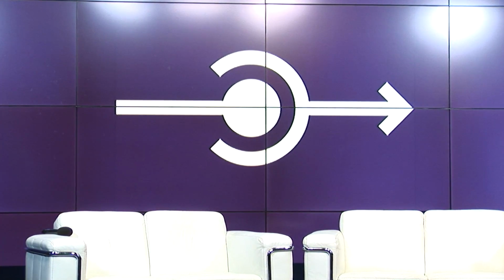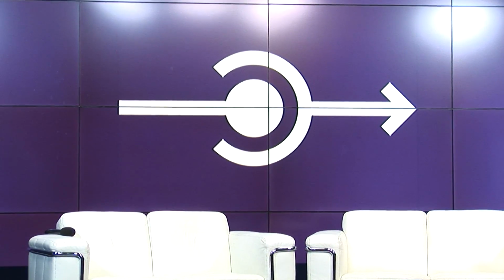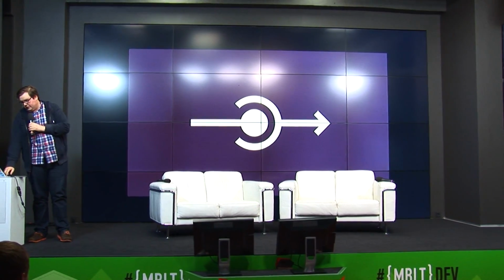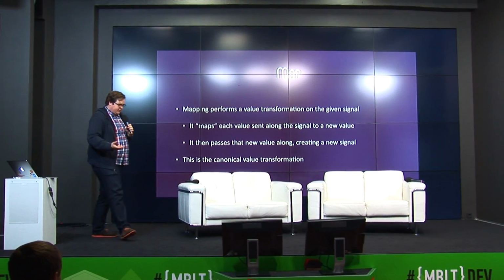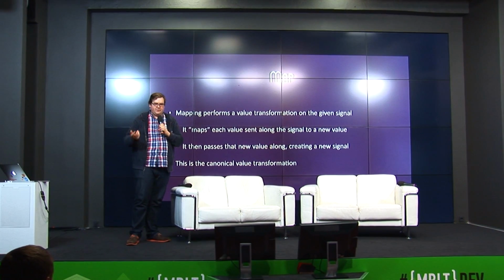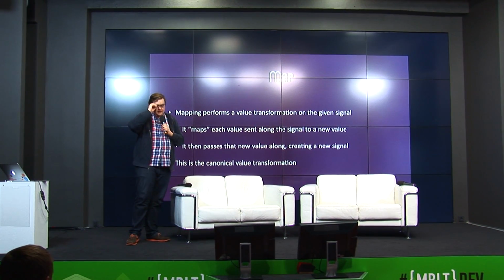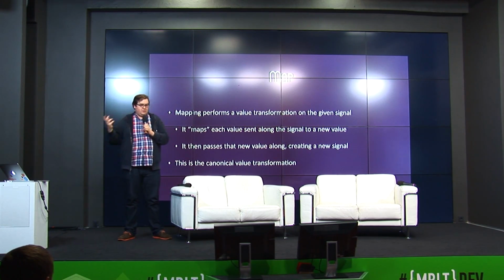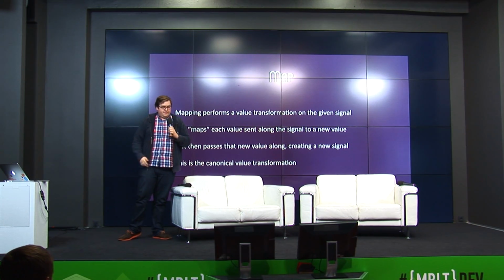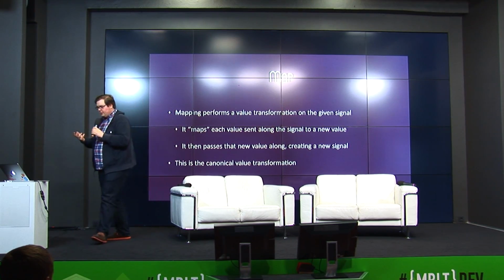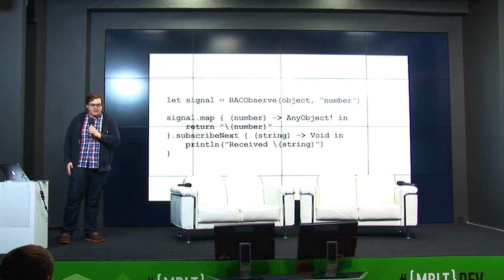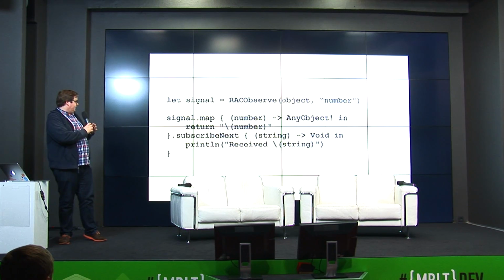So the signal on the left ends with the operator, and the operator produces a brand new signal. The really canonical example is map. It transforms values from one into another. So if you have a signal that sends numbers, you can turn them into strings of that number. For instance, it's really the canonical value transformation. And the code looks like this. We have our signal just like before, but we're mapping it from a number into a string.